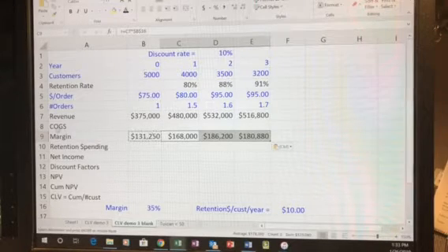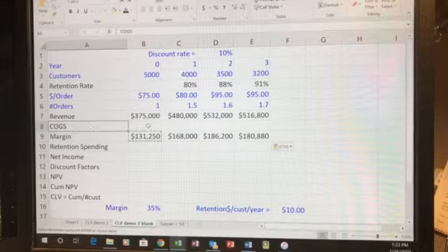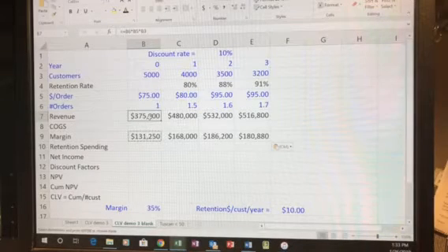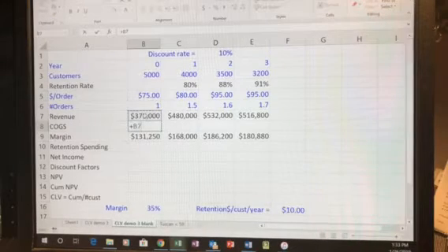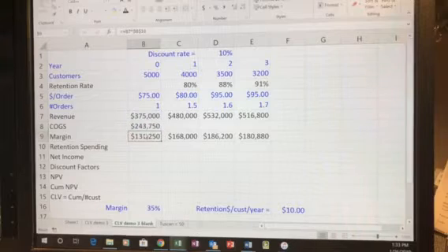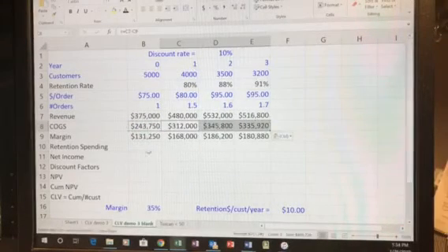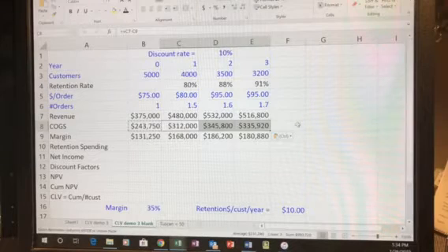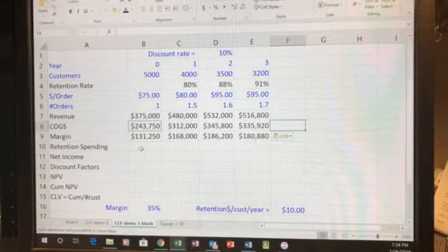Now, if you wanted to, you could put cost of goods sold in here, and that would just be the total revenue minus margin will give us that number. So that would be cost of goods sold if you wanted to know that, just as something to make the table more complete.